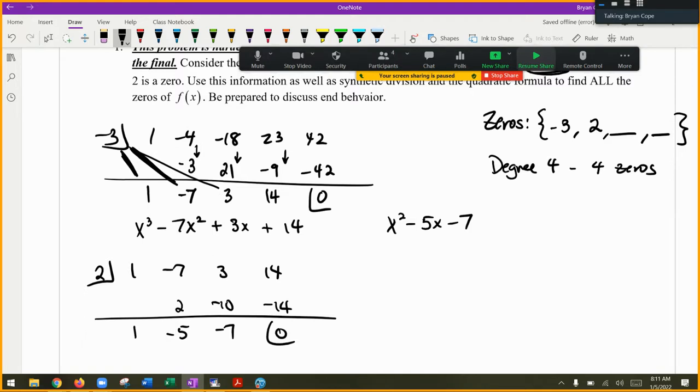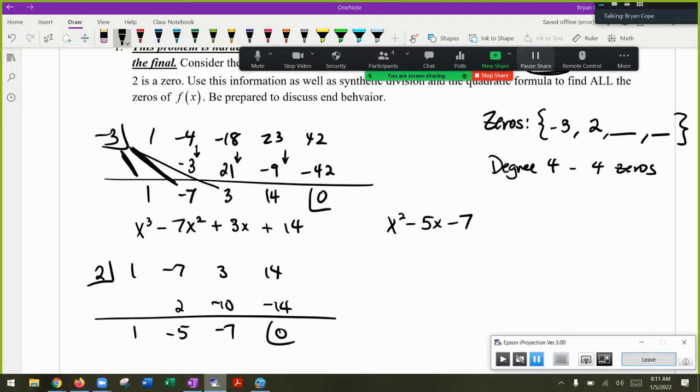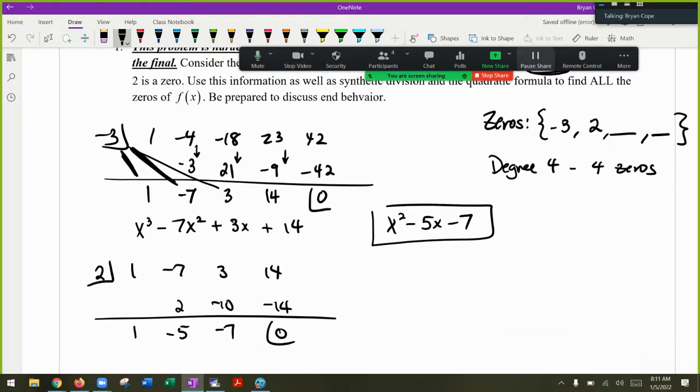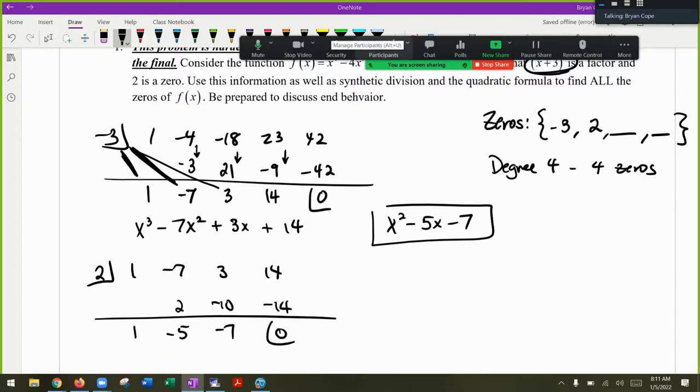Veronica, can you tell us what you got? Beautiful. Let me unfreeze. I got the same thing. So now that's the thing that we can work with to find the remaining zeros, right? We could factor it, right? But it doesn't factor. There's nothing that multiplies to 7 and adds to negative 5. So our other option is right here, use synthetic division and the quadratic formula to find all the zeros.